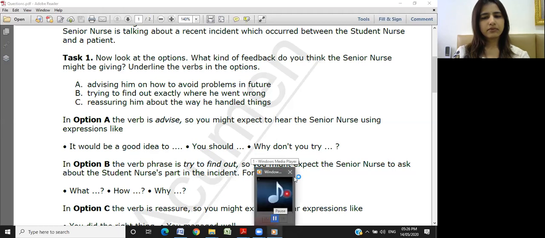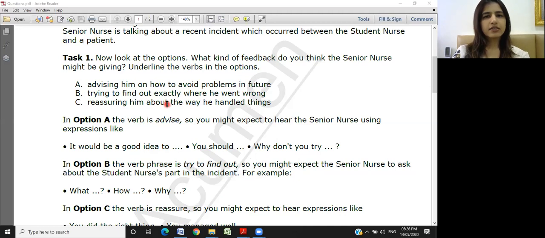Have you got a few minutes to have a chat about what happened? So the question also is, how do you think you handled the situation? Whereas the option says exactly where he went wrong. So she never asked where he went wrong. She was just trying to find out how it went. And she's not advising. She might have advised earlier, which is why the student nurse said, I remember how you said that we should remain calm. Then find out was not about where he went wrong. It was generally about the incident. So it was reassuring. You pay attention to the verbs and understand exactly what she is doing: advising, finding out, or reassuring the patient.